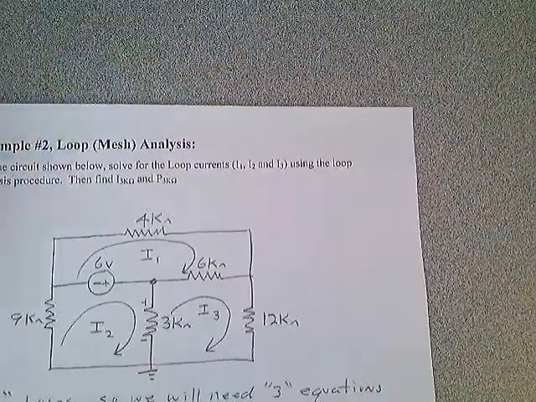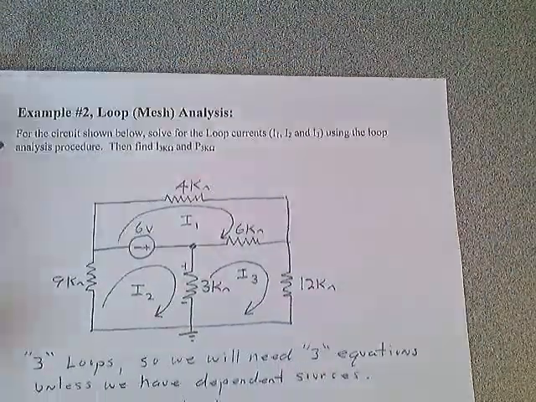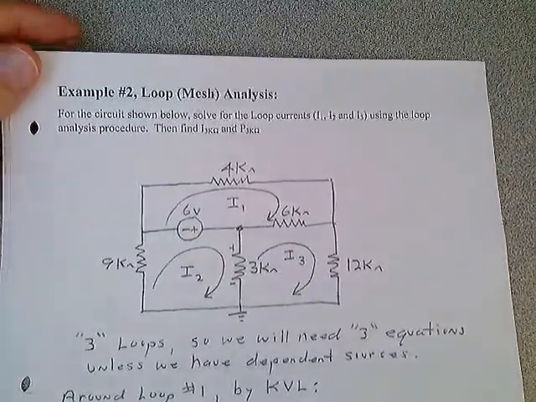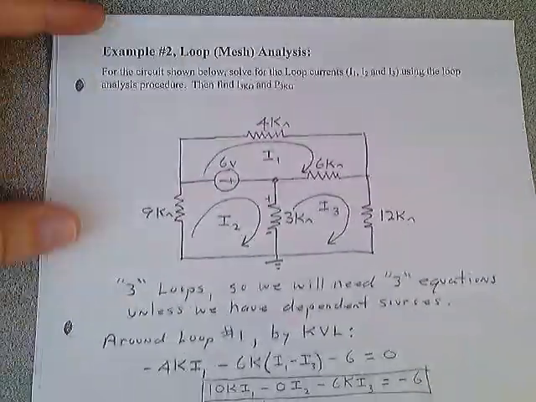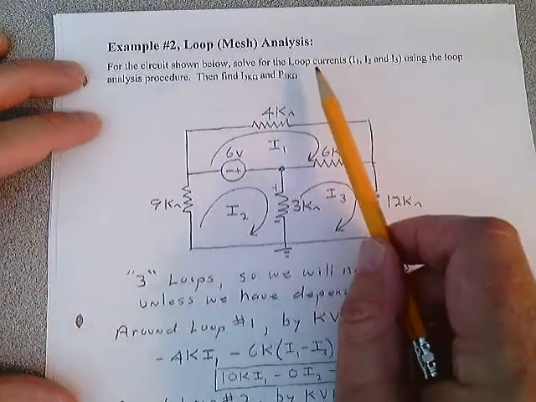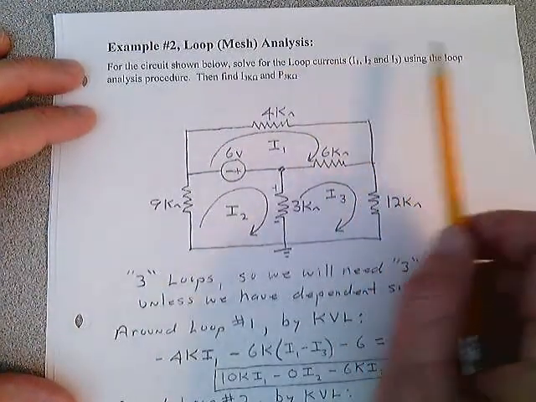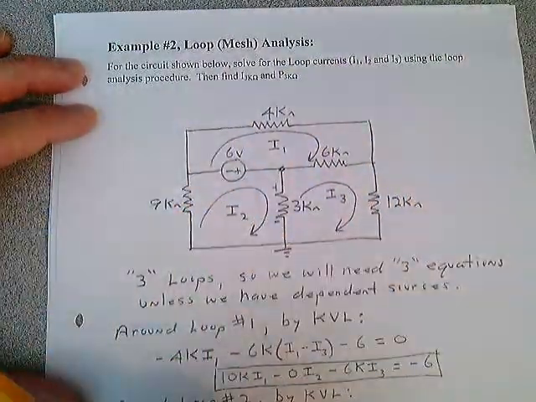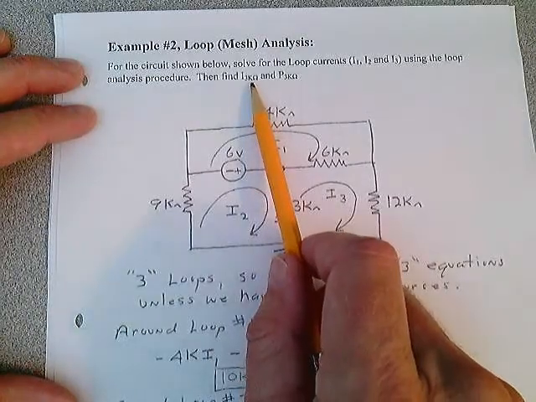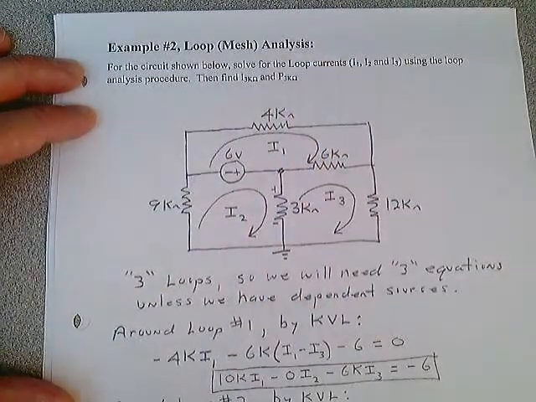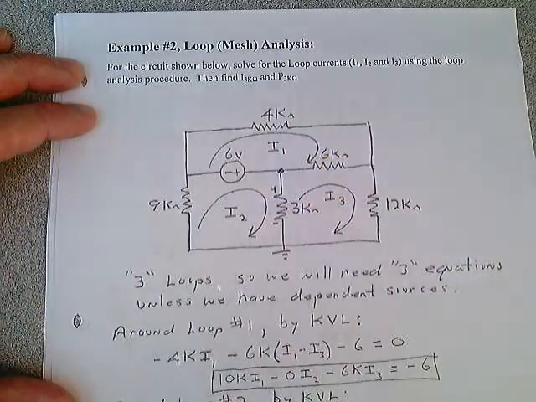The next example, example 2, loop mesh analysis for the circuit shown below. Solve for loop currents I1, I2, and I3 using the loop analysis procedure. Then find the current in the 3K ohm resistor and the current and the power in the 3K ohm resistor.